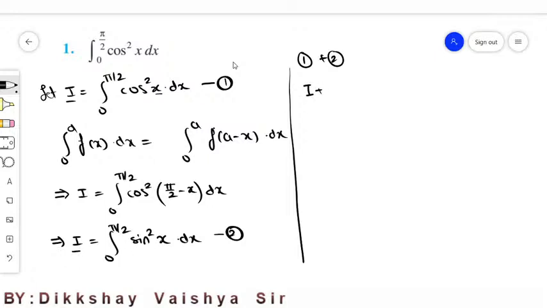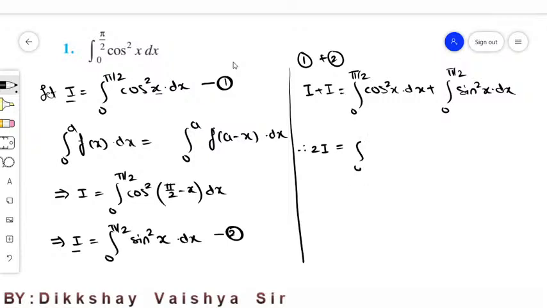Okay, so I plus I is equals to integral 0 to pi by 2 cos square x dx plus integral 0 to pi by 2 sine square x dx. Right, then I plus I, this will be 2I here, taking the common limit 0 to pi by 2. So this will be cos square x plus sine square x dx. Therefore 2I is, now this is nothing but the identity, so this will be 1 dx. That's it. Now it will be calculated so simple.